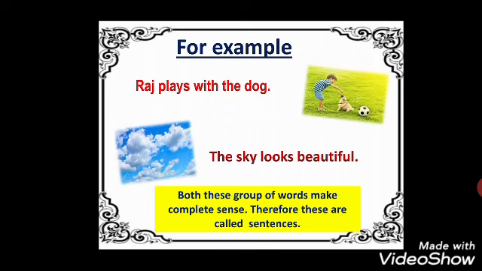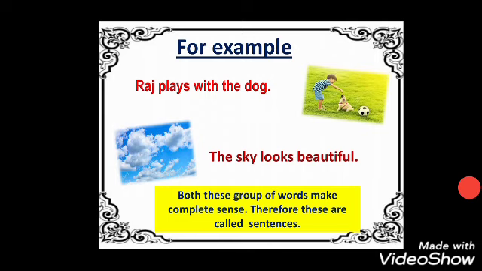Raj plays with the dog. Here is Raj and he plays with the dog. So it becomes a sentence. Let us look at the second sentence. The sky looks beautiful. So here is the sky and the sentence goes this way. The sky looks very beautiful.